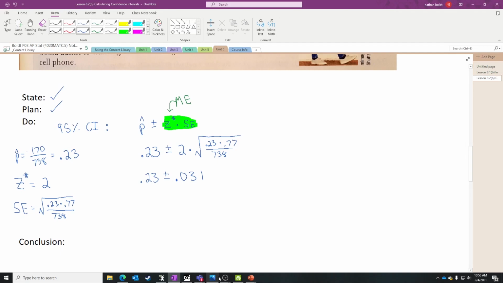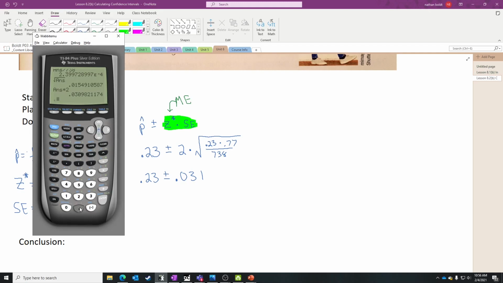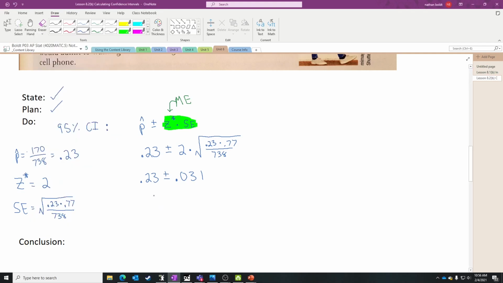So now we've got to type this into our calculator. That takes 2 steps to type this next one into a calculator. So 0.23 plus that number, 0.031. So we got 26.1%. And then 0.23 minus that number, 19.9%.